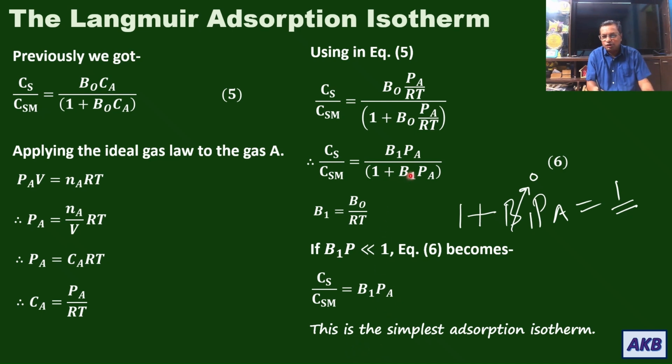So that means the Langmuir adsorption isotherm will reduce to the simplest one if B1 into Pa is very less than 1. So I hope the concept is clear to you. If somebody asks you when can the Langmuir adsorption isotherm become the simplest adsorption isotherm, then you can discuss this. So I hope this is clear to you. So let us move ahead.